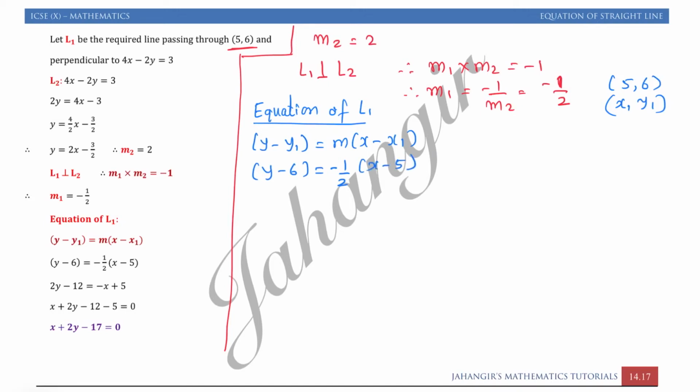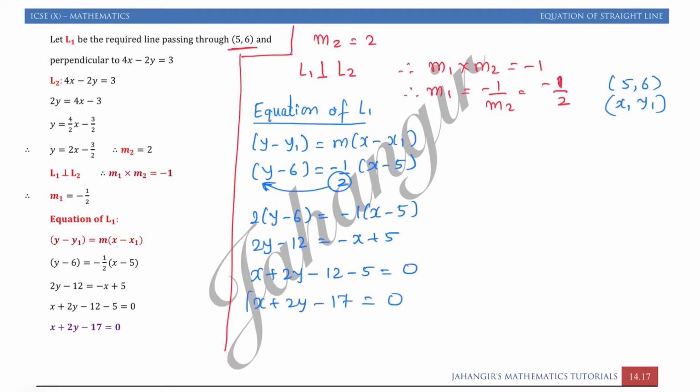Do not multiply half and open the bracket, just cross multiply these two over here. So we can write 2 bracket y minus 6 is equal to minus 1 into x minus 5. 2y minus 12 is equal to minus x plus 5. Then x we have to make positive. x plus 2y minus 12 minus 5 is equal to 0. x plus 2y minus 17 is equal to 0. This was the easiest way to solve.